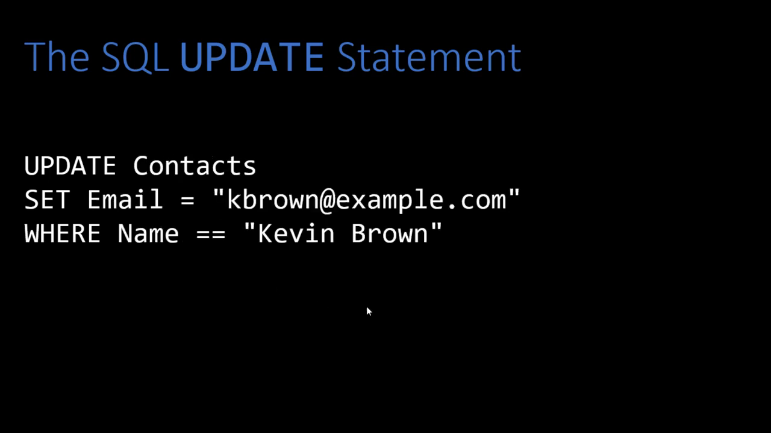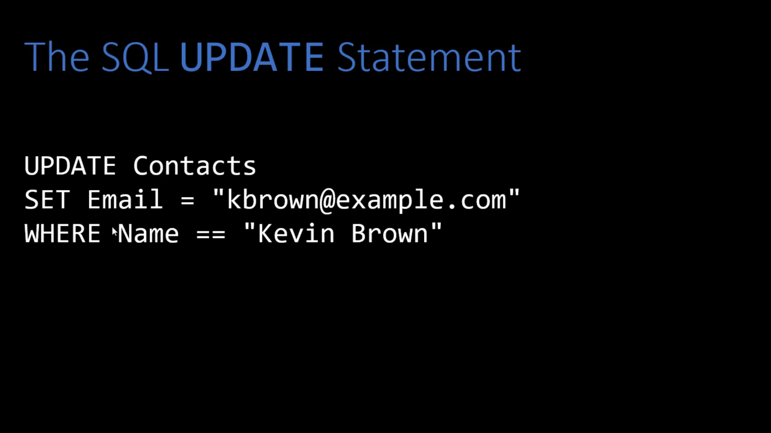Here's an example that uses the contacts table that we've been working with in all of the previous videos in this chapter. Now, you might recall that the contacts table contains people's names and email addresses, and you might remember that there's one row where the name is set to Kevin Brown, and Kevin's email address is kevin@example.com. Well, suppose that we need to change Kevin's email address to kbrown@example.com. Well, this is the statement that would do that.